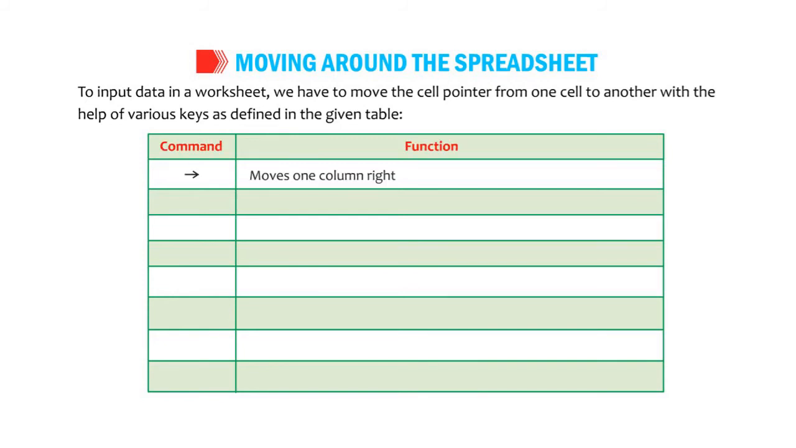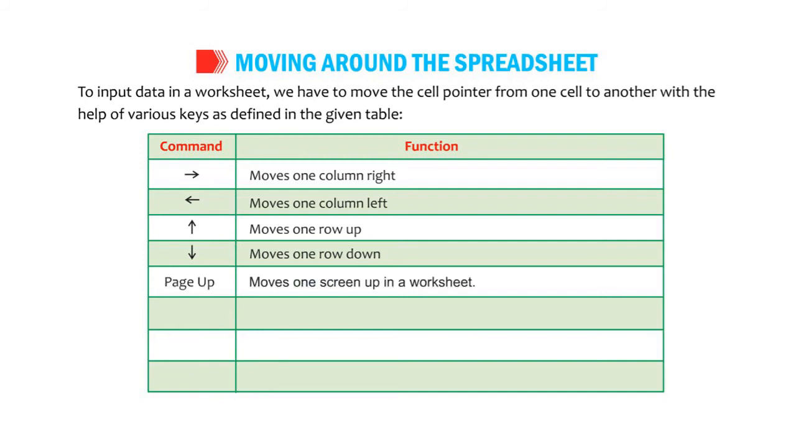Right arrow key moves one column right. Left arrow key moves one column left. Up arrow key moves one row up, and down arrow key moves one row down. Page Up moves one screen up in a worksheet. Page Down moves one screen down in a worksheet.